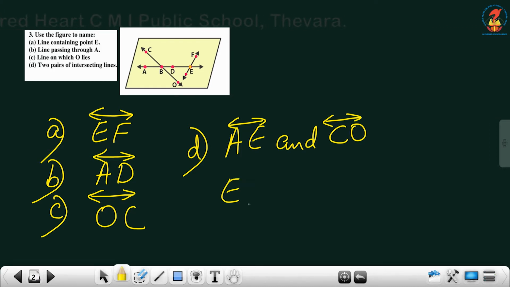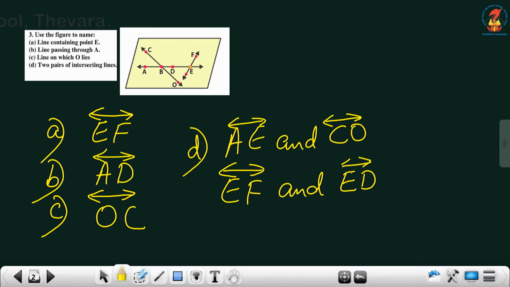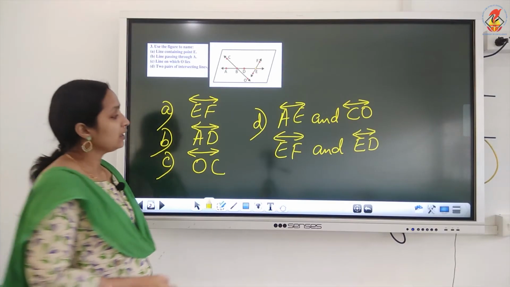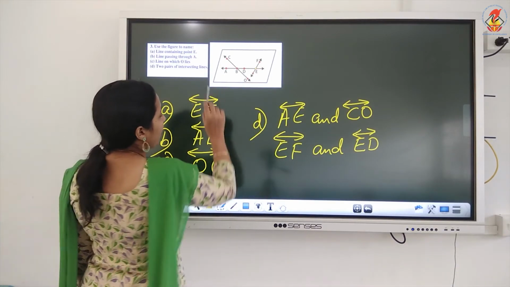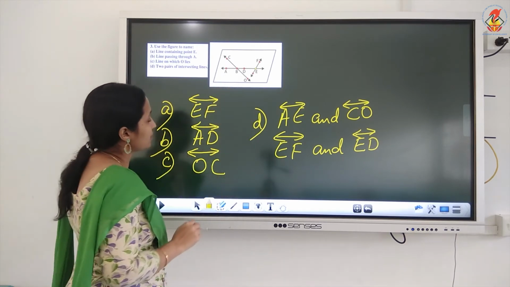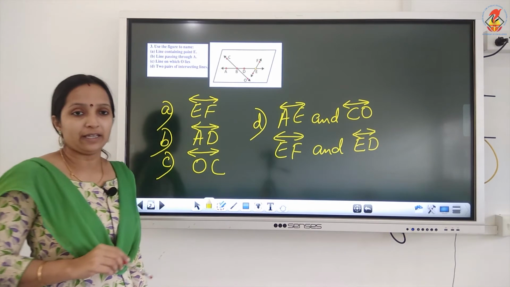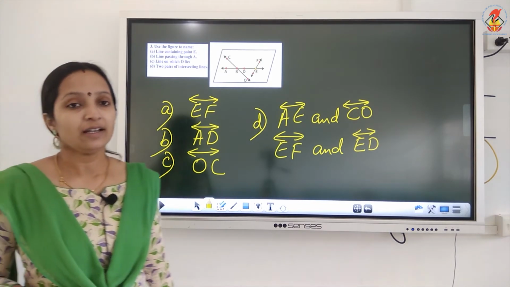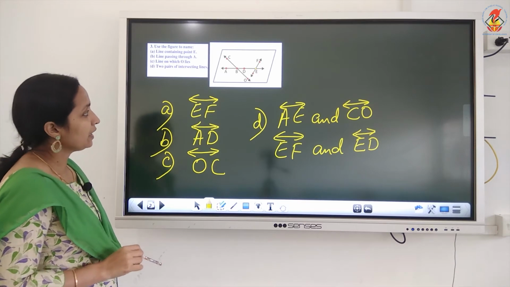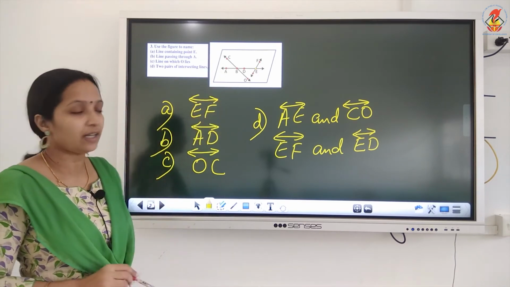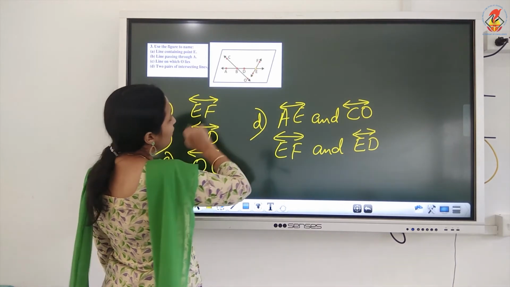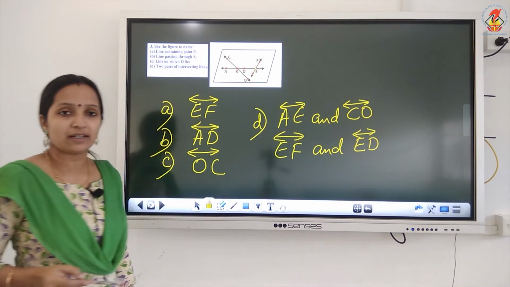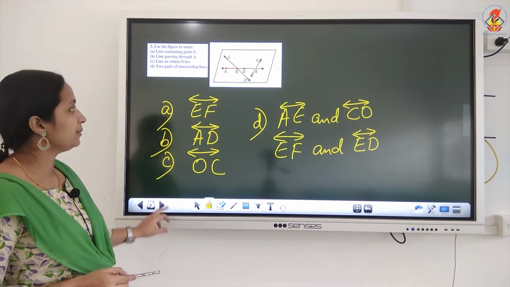You can write line EF and ED, other pair of intersecting lines, is it? ED and EF are intersecting at which point? Intersecting at the point E. And AE and OC are intersecting at which point? Intersecting at the point B. So these are two pairs of intersecting lines. I hope the first answer is clear. AE and CO, one pair of intersecting lines. In the same way you can write EF and ED, other pair of intersecting lines. I think it's clear.